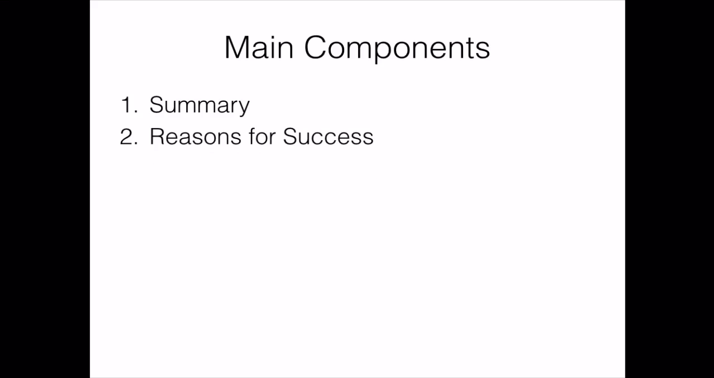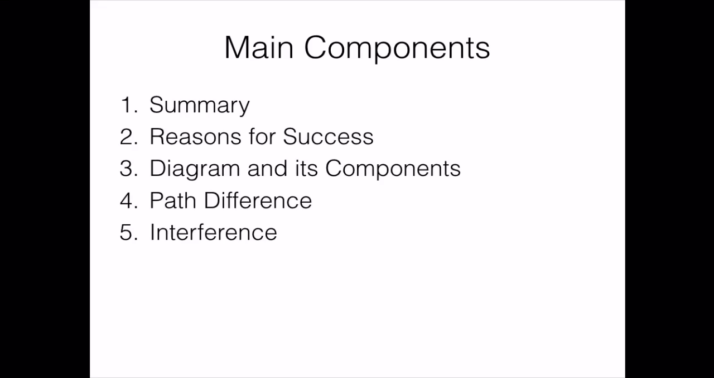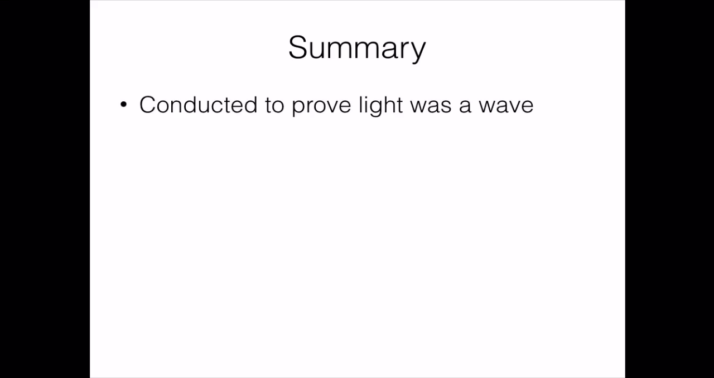The main components of Young's double-slit experiment included summary, reasons for success, diagram and its components, path difference, interference, and assumptions. A little summary about Young's double-slit was that he conducted this experiment to prove that light was a wave.